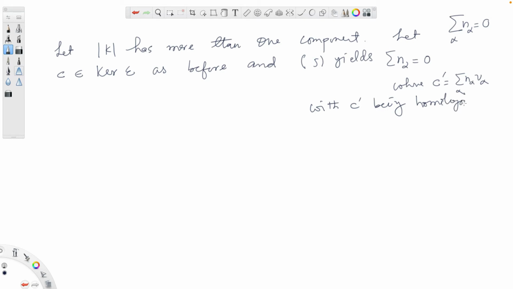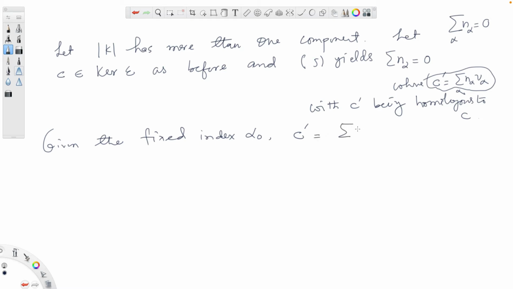with C prime being homologous to C. Okay, given the fixed index alpha 0, C prime. So let us decompose this expression of C prime into two parts. C prime is equal to the sum of all the expressions n alpha V alpha such that alpha is not equal to that fixed index alpha 0. Okay, so what we are left with is just n alpha 0 V alpha 0. We can always do that. This is our equation number 6.